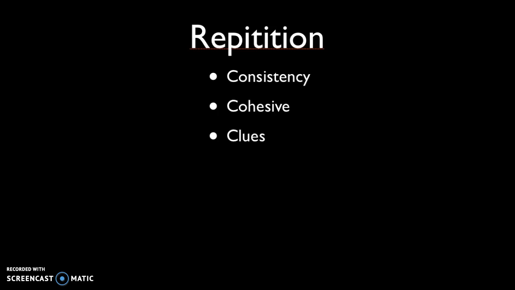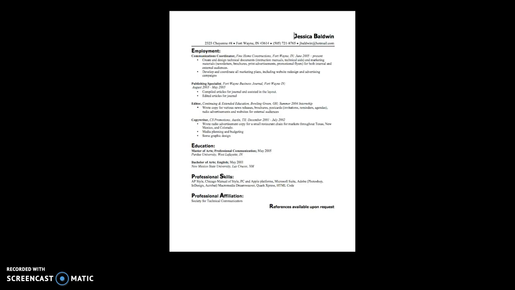Repetition. So repetition is really used to provide some consistency to a document. It makes it a more cohesive document, and it provides visual clues for the reader. If we think about something like warning signs, they're usually in bright red, so the audience always knows that when they see something red, that it is typically some sort of really important information that they really need to know.